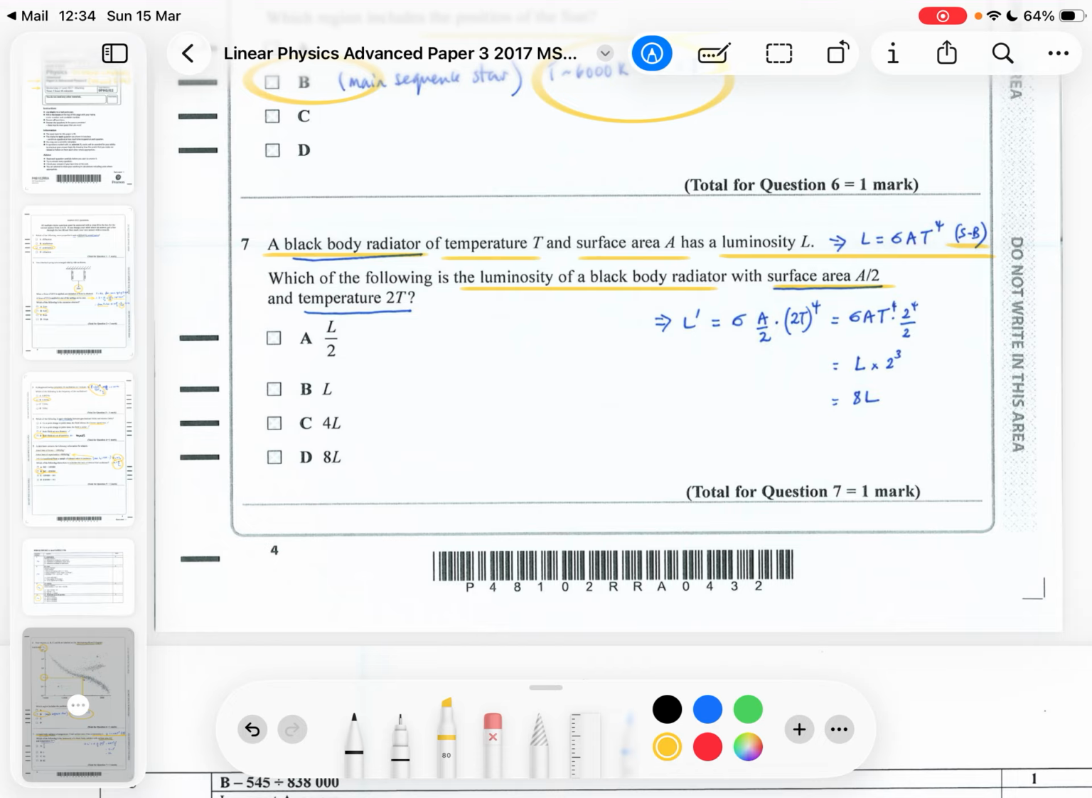Okay, so if this A is given for the first luminosity, if we divide the area by 2 and multiply the temperature by 2, you'll notice that the temperature is to the power of 4. So you can just put double T to the power of 4 and A over 2 outside, and you'll get the variation in luminosity compared to before. So then you'll see that is T to the 4. This is all the same as the normal luminosity. So the difference is 2 to the 4 divided by 2. So it's the original luminosity times 2 cubed. So it'll be 8 times the original luminosity. That's D.